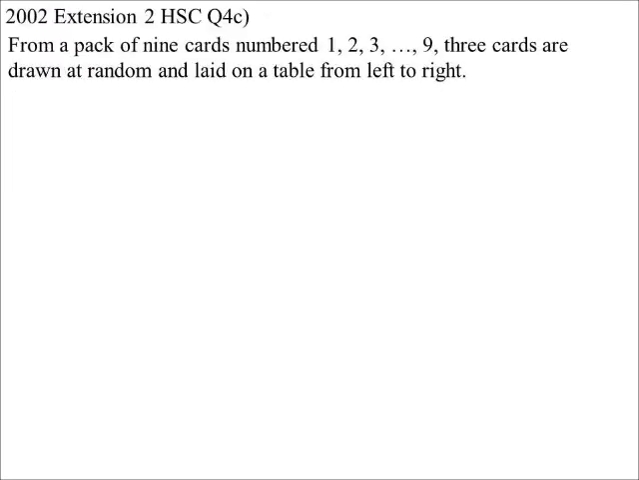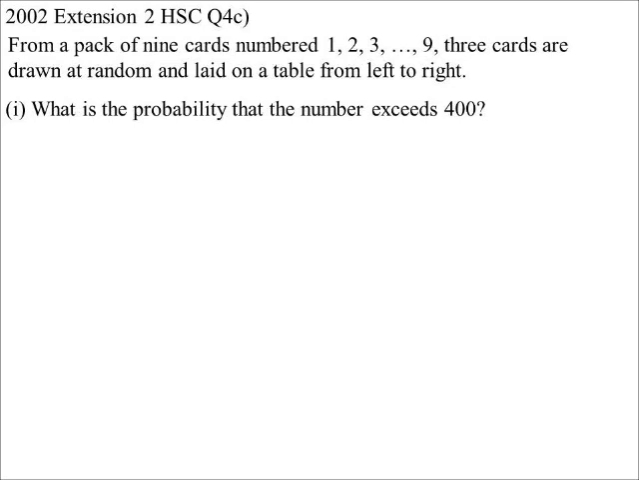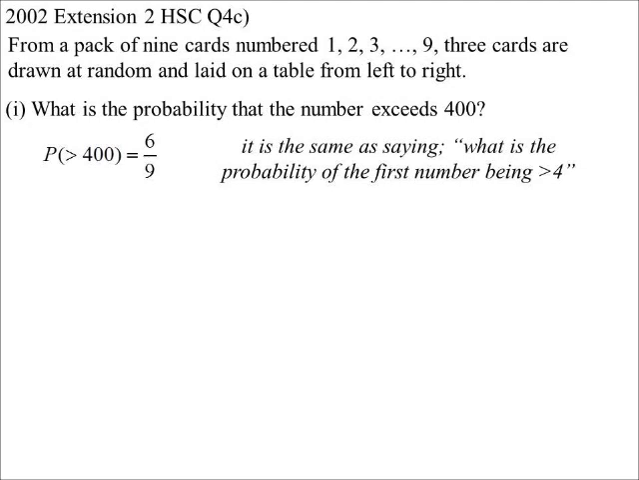Let's try this one. We've got 9 cards conveniently numbered 1, 2, 3, up to 9. 3 cards are drawn at random, and then we place them on the table from left to right. What's the probability that the number it creates exceeds 400? Well, it's simply going to be 6 in 9, because I don't have to worry about the second two digits if you think about it. For it to be greater than 400, really we're saying, what's the probability that the first number is bigger than 4? Oh, actually, no, bigger than or equal to 4, isn't it? Because it'd be 400 and something. And so that gives us our 6 out of 9, 2 out of 3.